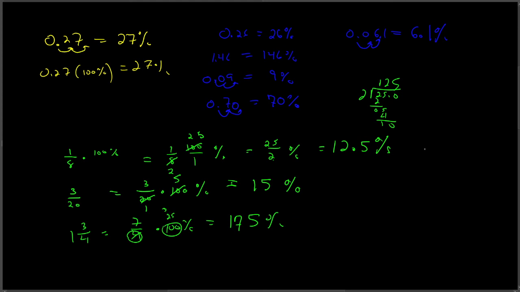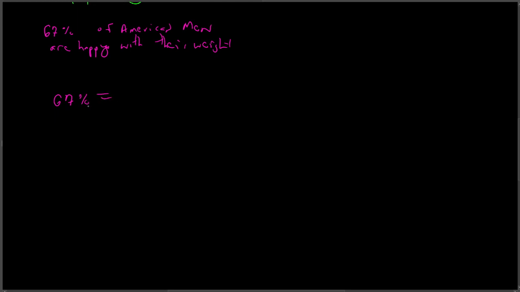So percentages are a useful tool for conveying kind of a common ratio or value. So let's look at an example. 67% of American men are happy with their weight. And so let's convert this to a decimal. So 67% converted to a decimal. We'll move the decimal place 2 to the left, which is 0.67.